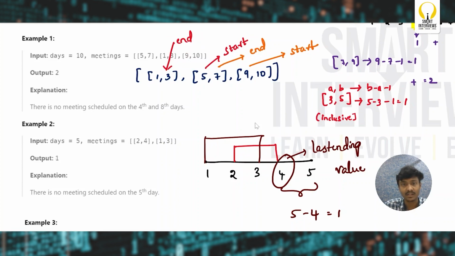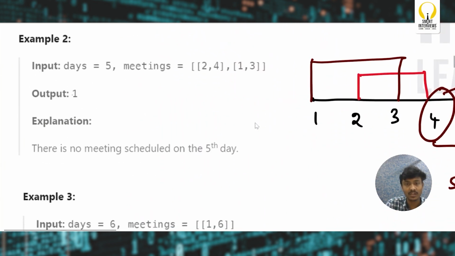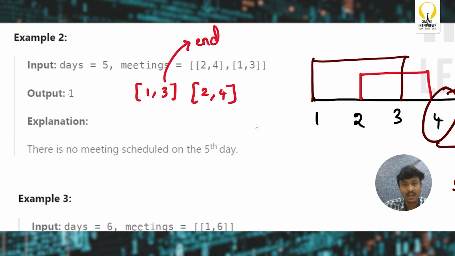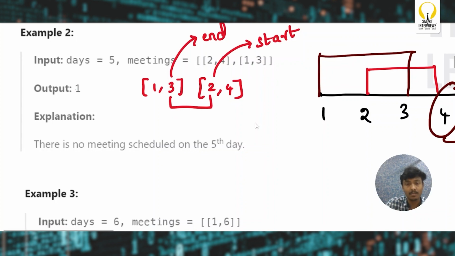But is this relation valid for all the values of A and B? Let's try to check. First of all, we have sorted according to the ascending order of the start time, right? So that is 1 comma 3 and 2 comma 4. Now for this interval, this is going to be your end and this is going to be a start, right? Now can we say that there will be some values between them? Can I say that? No, I can't say that.